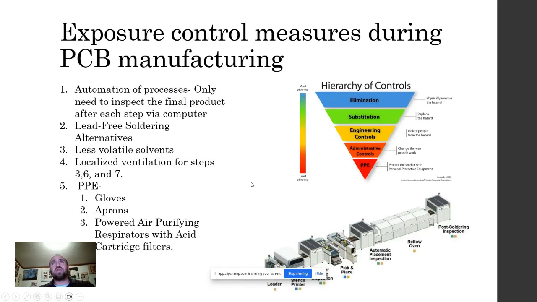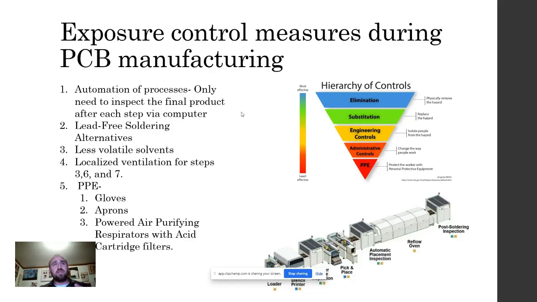Okay, so what are some of our exposure control measures during PCB manufacturing? We want to first focus on automation. Automation is the most effective because it's elimination. You only need to inspect the final product after each step via your computer. You don't have to be near the hazardous substances, any of the solvents, any of the potential heavy metals. Automation is the way the industry is going.